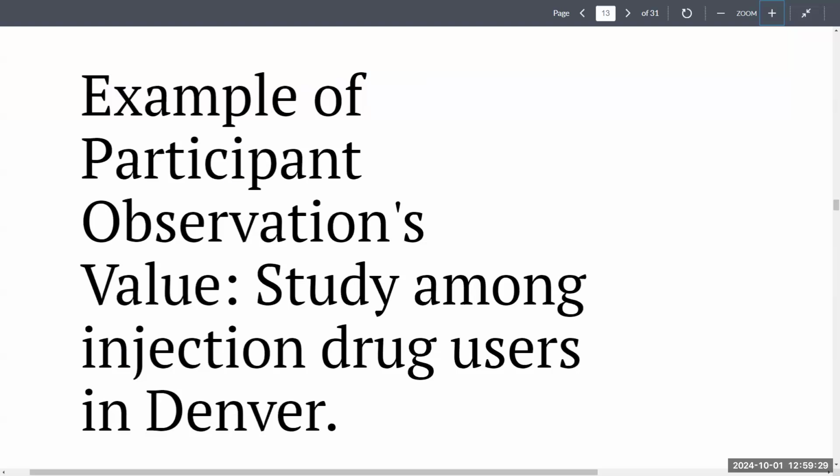So, an example of participant observation: a study among injection drug users in Denver. Here the study highlights the particular value of participant observation in understanding complex social and health issues. By immersing themselves in the lives of injection drug users, researchers were able to observe behaviors and social dynamics that would have been missed through traditional methods like surveys and interviews. The Denver study specifically looked at drug sharing practices, uncovering previously unseen behavior that had significant implications for public health.